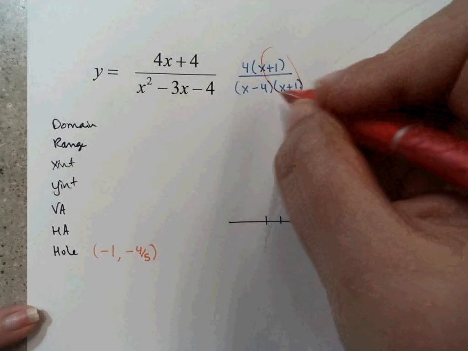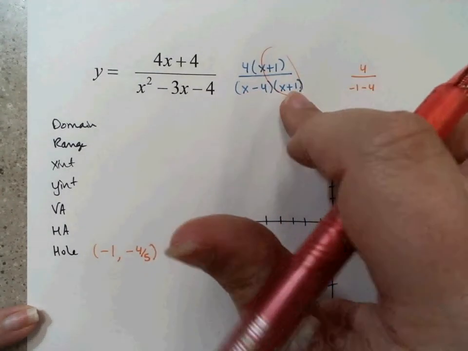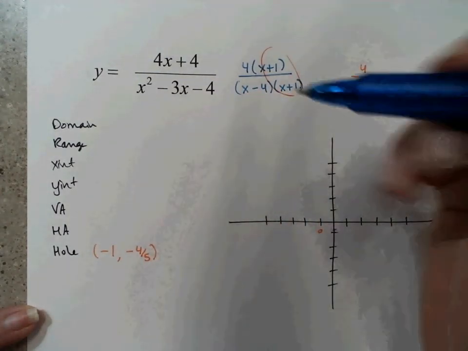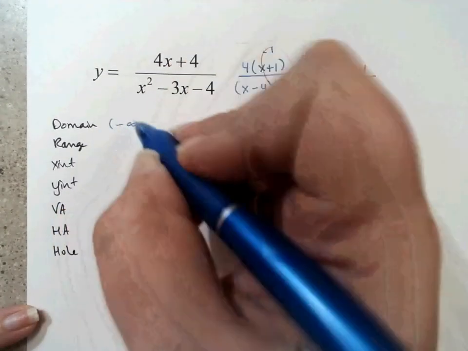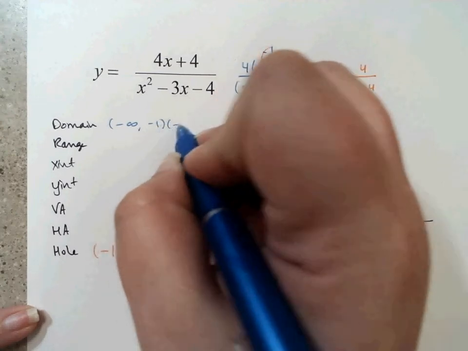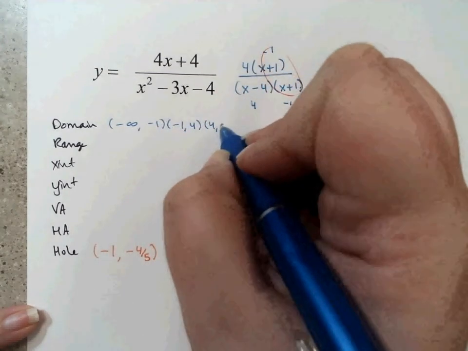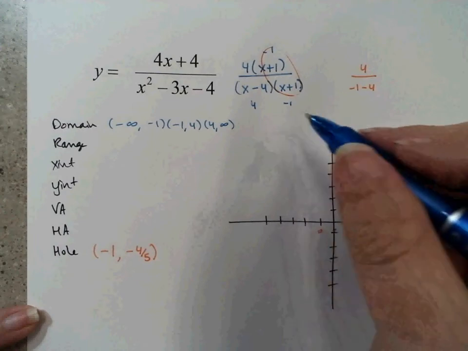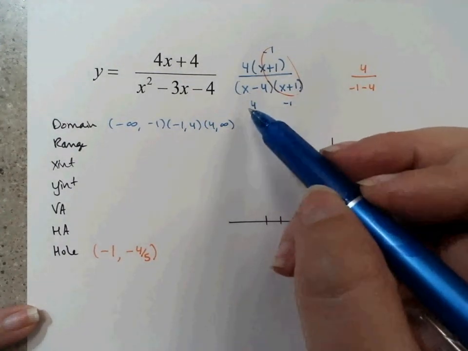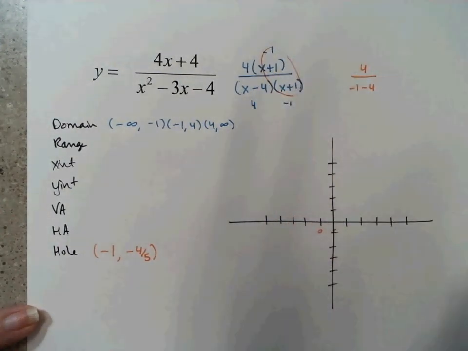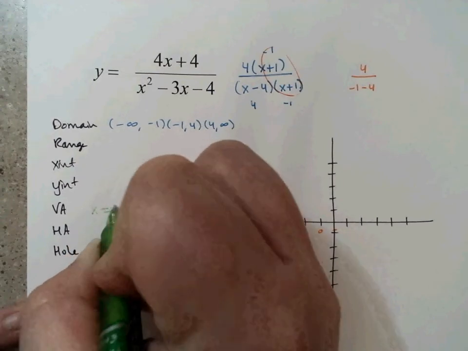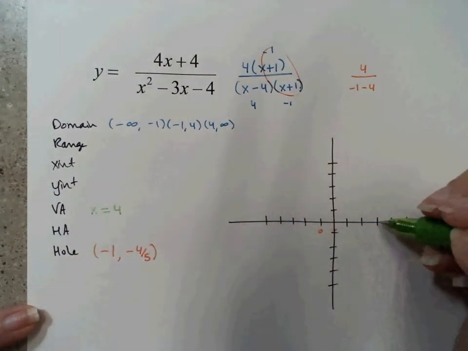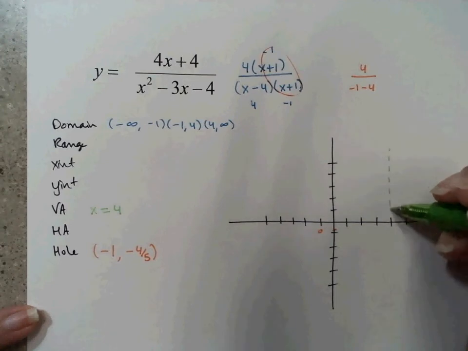As far as my domain goes, I know that I have two issues in the denominator, positive 4 and negative 1, but negative 1 was shared. Either way, my domain is negative infinity to negative 1, negative 1 to 4, and 4 to infinity. So everything but negative 1 and 4. Which means 4 has to be something else, right? If it's not a hole in the graph, what is it? Well, if it's alone in the denominator, then it has to be a vertical asymptote. So I have a vertical asymptote at x equals 4. 1, 2, 3, 4.